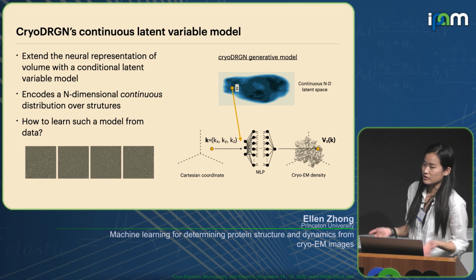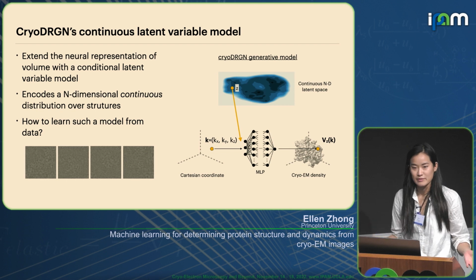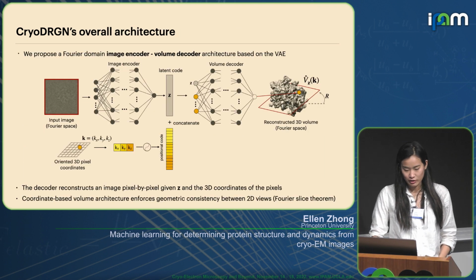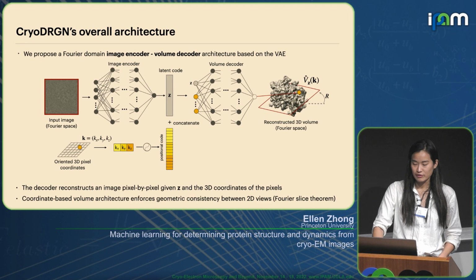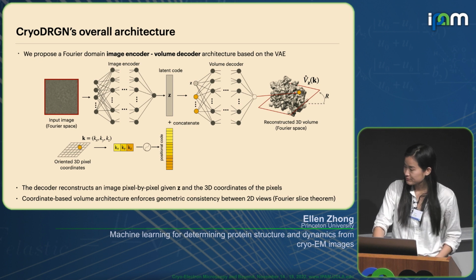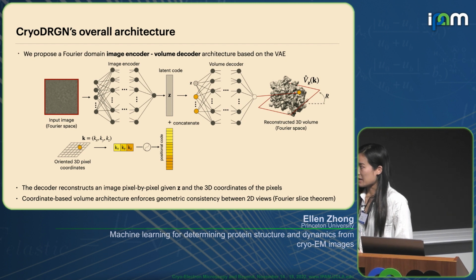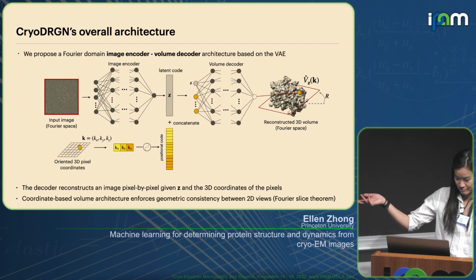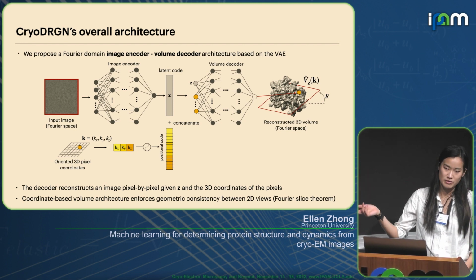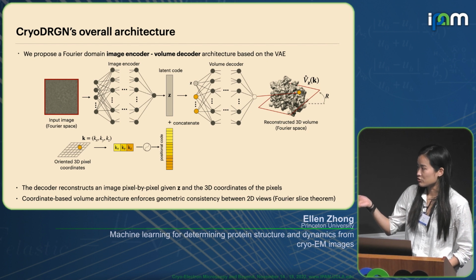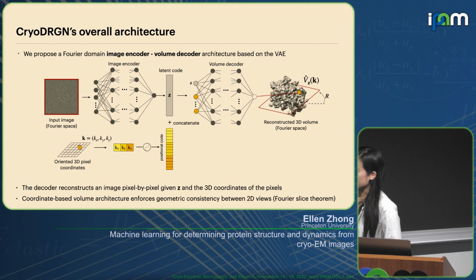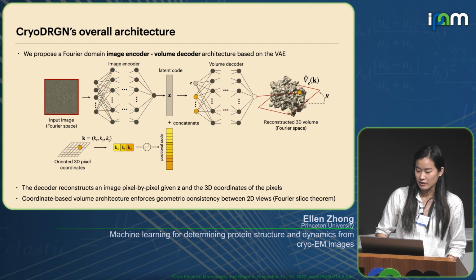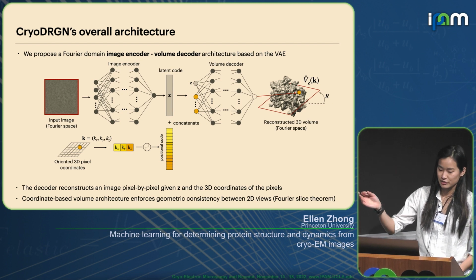The question is, how do we learn such a model from our single particle cryo-EM image data, which is very noisy and looks like that? Our overall architecture is this Fourier domain image encoder, volume decoder architecture based on the VAE. Given an input image, our encoder maps this to some location or distribution in latent space. That is the latent code, Z. Our volume decoder is the coordinate-based neural network that I just described, which takes in our latent code and positionally encoded 3D coordinates, and then predicts the value of our volume at that location in latent space and in positional space.